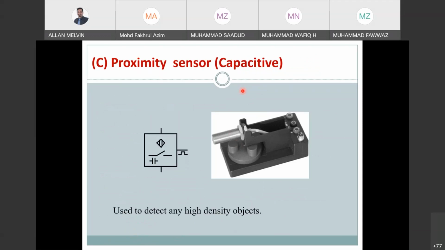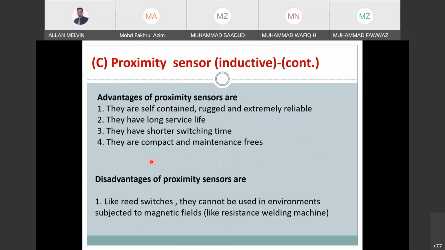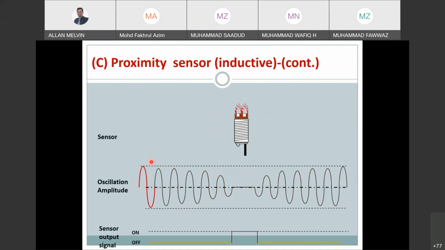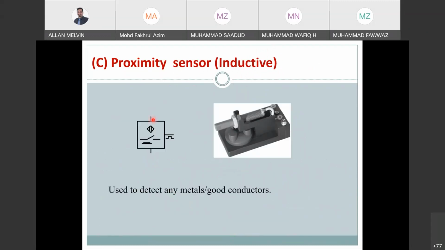Okay, now we move to the second type of proximity sensor. We call it capacitive. Okay, so the capacitive symbol is the same, only the bottom part changes. So earlier we had three types of proximity sensor. The first one is inductive, second is capacitive, third is optical. So if you look at the earlier one, the symbol is the same, only the bottom part is different.